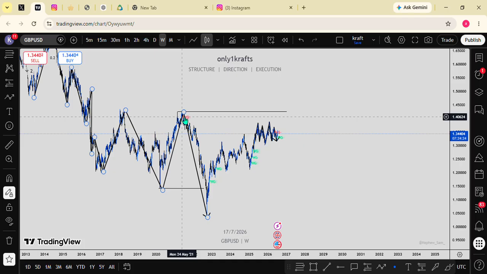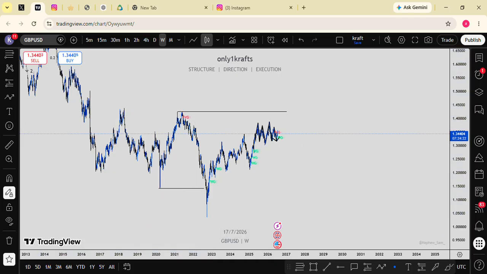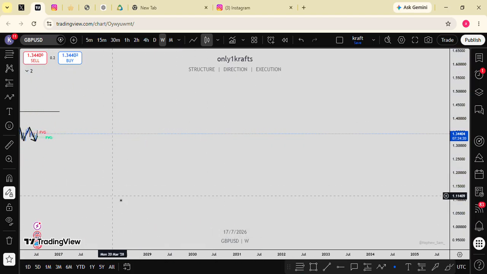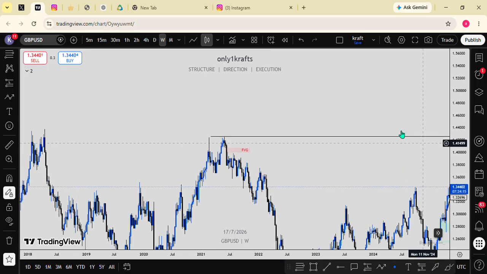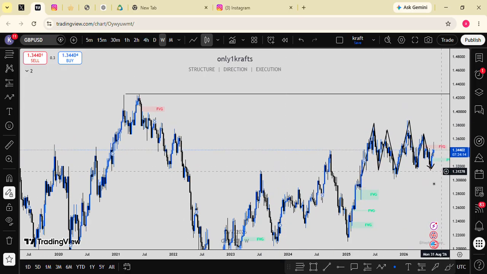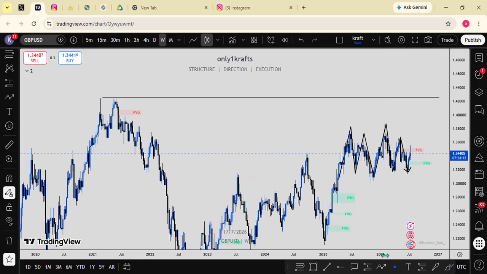Let me zoom it in, zoom it out so you can see it. Is this zoom out or zoom in? Okay, I think I'm zooming out like this. Alright, so pinch it in, sorry.